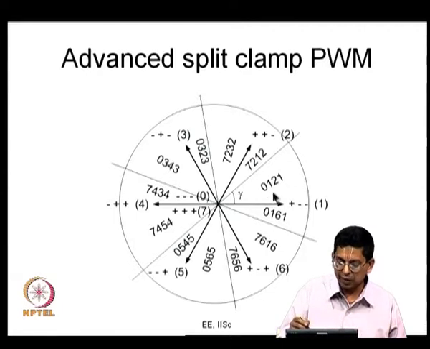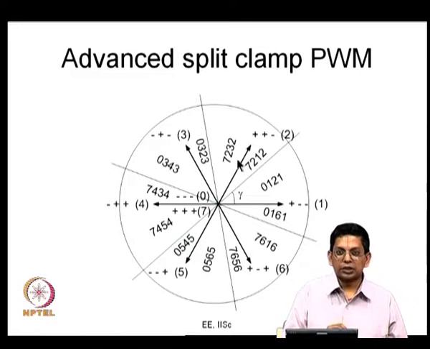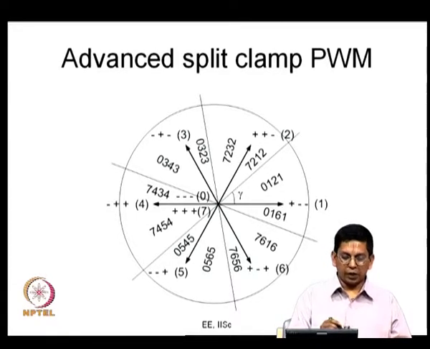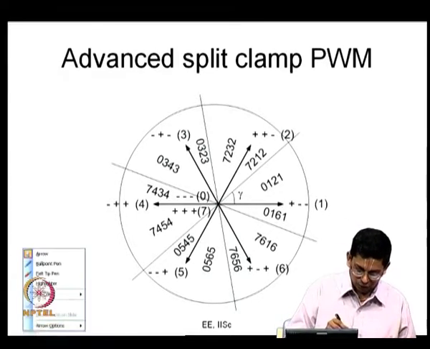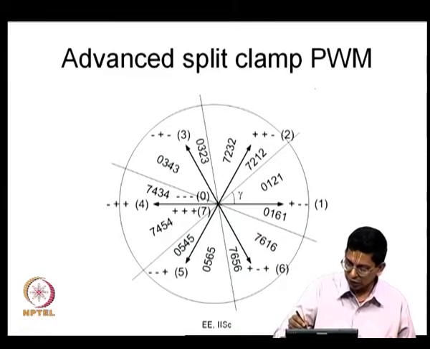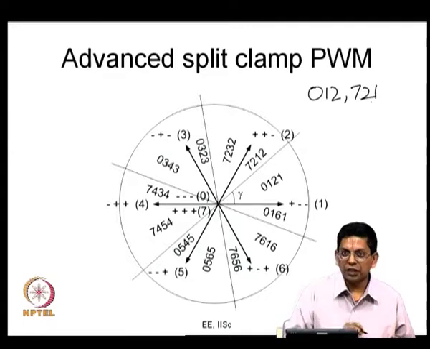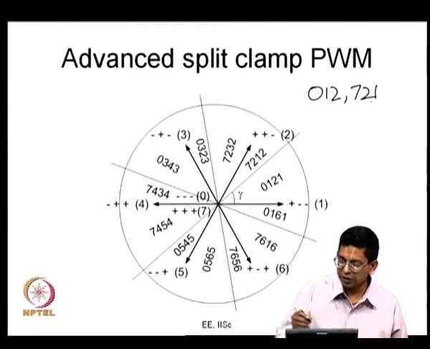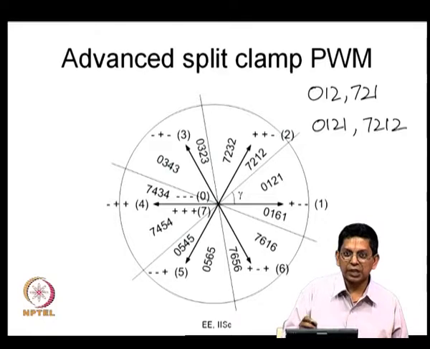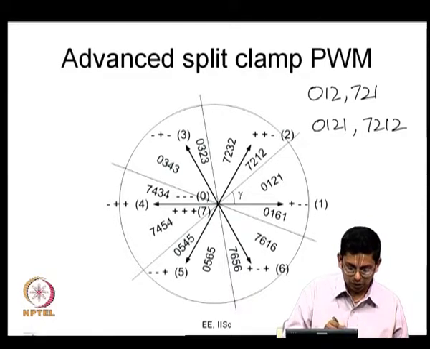This is the same split clamp. 0 1 2 I have replaced by 0 1 2 1 and 7 2 1 I have replaced by 7 2 1 2. So, all that we are trying to do now is we had two possible sequences, that is 0 1 2 and 7 2 1. We constructed our bus clamping PWM using that. Now, what we have is two other sequences, what we call 0 1 2 1 and 7 2 1 2. When I say a sequence, I include the reverse version of the sequence also.